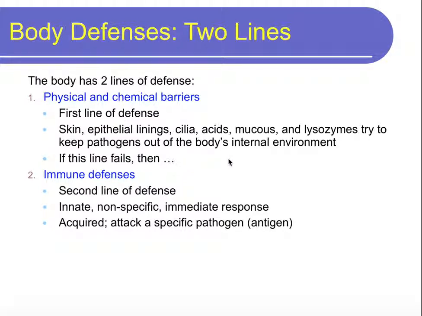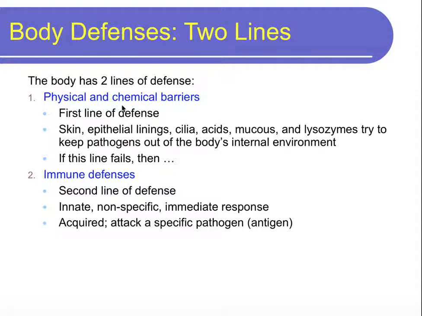So, for example, in our respiratory tract, we have mucus that's secreted. And with the help of mucus, pathogens might get trapped in the mucus, and then the cilia beats it out so that we can then cough it out and it doesn't actually enter into our body. Our stomach is very acidic. Again, it's one way we can protect ourselves before that pathogen can actually get into our body's internal environment.